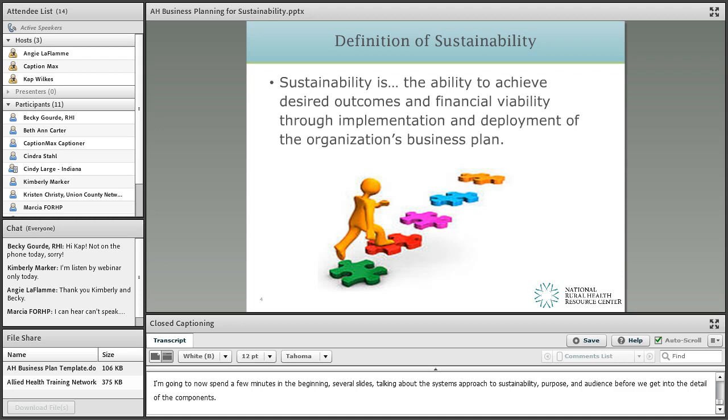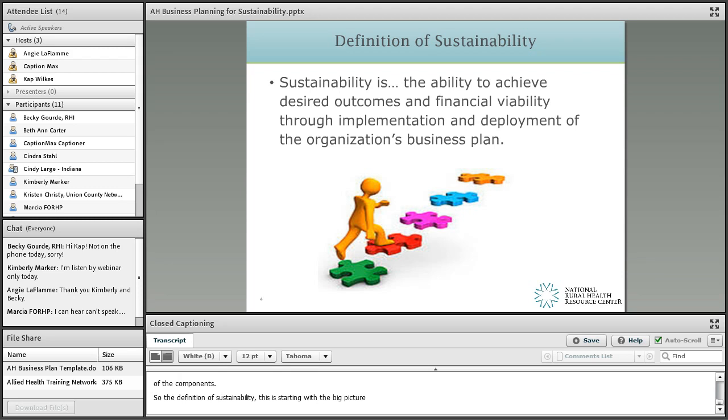our purpose slide here for the Rural Health Resource Center and Rural Health Innovations, because this topic of business planning for sustainability is part of our performance improvement focus area. Performance improvement is really about being the best we can be as a program, as an organization. And business planning is one of those critical practices for both sustainability and performance.